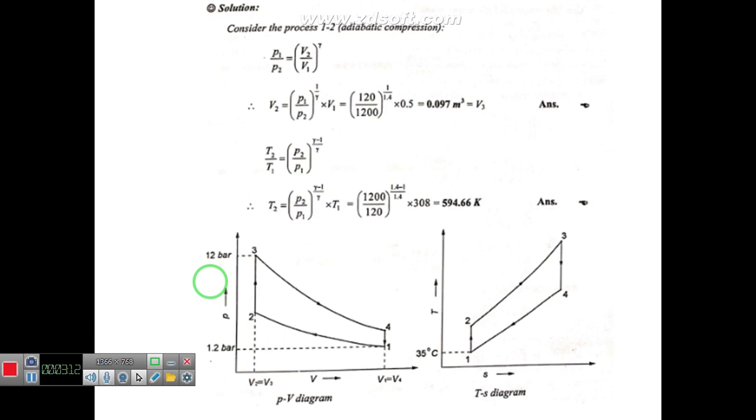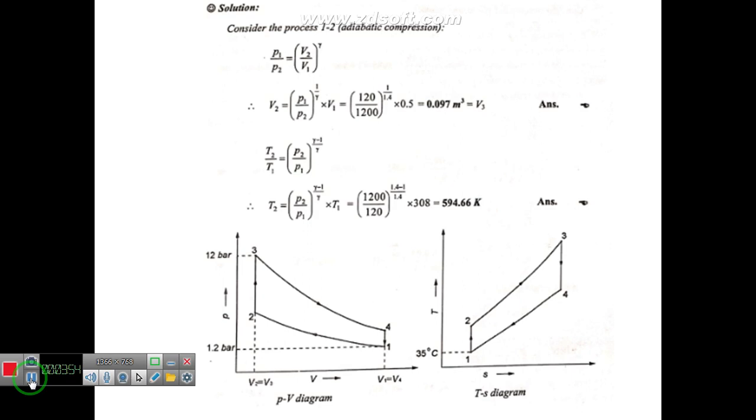First we consider the process 1 to 2. In this 1 to 2 process, it is the adiabatic compression process. The piston goes from BDC to TDC, so this is the compression process. In the compression process, pressure increases and temperature also increases. The pressure and temperature are directly proportional; when the pressure increases, the temperature also increases.